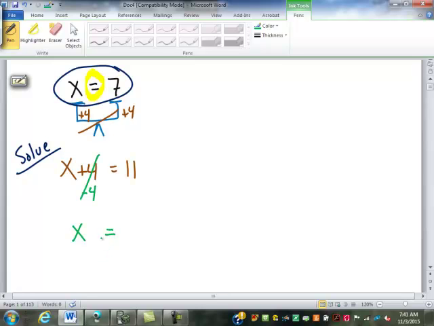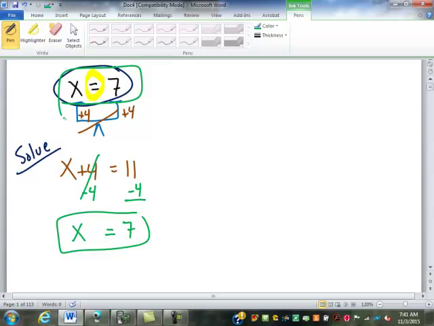But again, because of that balanced scale, if we take 4 off of one side, the scale's going to tip, unless we do the exact same thing to the other side. We take 4 off the other side. 11 minus 4 is 7. We have taken this equation apart and put it back in its original form as a variable equals a number. And that's all we're being asked to do when we're asked to solve an equation, is take it apart and get it back to this original form.